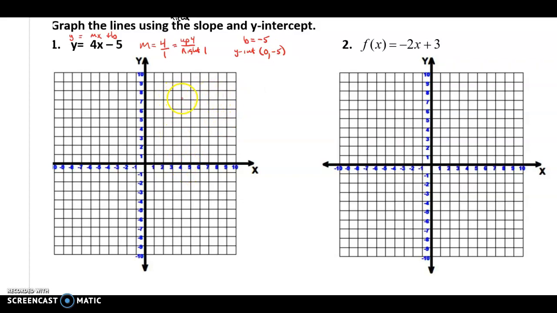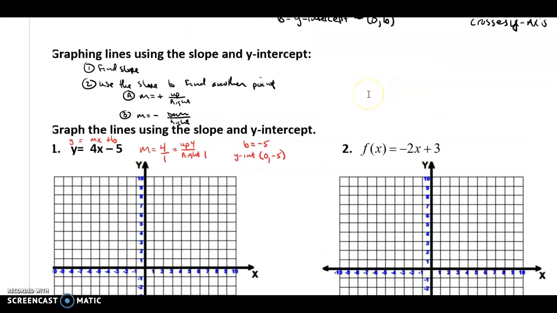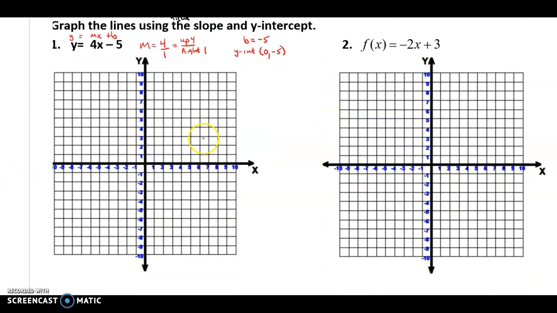So the very first thing I'm going to do here, like the steps say up here, is find the slope. Oh, sorry, excuse me. The second step is to plot the y-intercept. And then the third step would be use the slope. So I'm going to plot the y-intercept, 0, negative 5. Now my slope is 4 over 1. So I'm going to take a journey from this y-intercept, and I'm going to go up 1, 2, 3, 4, and right 1 unit. Now I can keep doing this, and what you'll see is that when I connect all the dots, it creates my line.